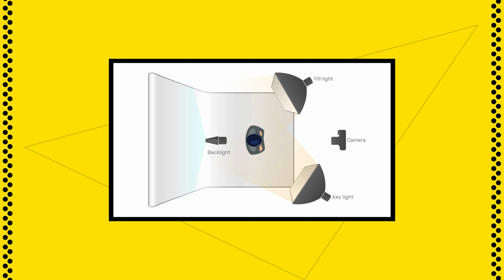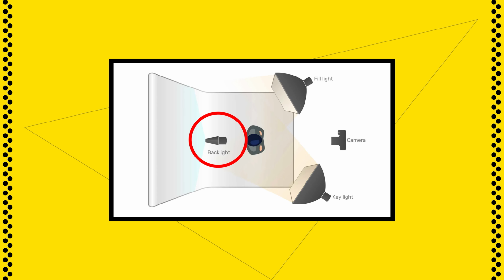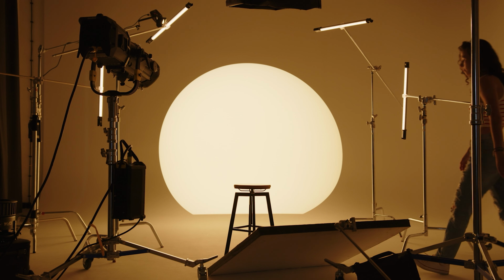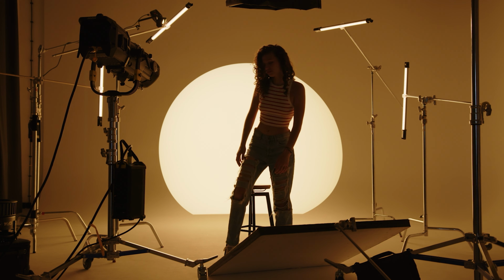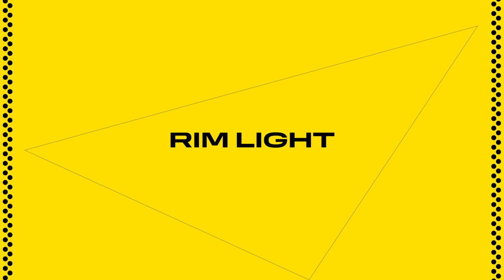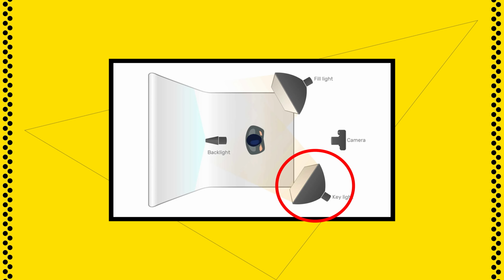Backlight, position this light behind your subject at about a 45-degree angle, directing it downward. The backlight helps separate your subject from the background, adding depth and making the overall image more three-dimensional. Rim light. Set this up to the side of your subject at a 90-degree angle. The rim light complements the fill light by adding subtle highlights that define the edges of your subject. Make sure it's dimmer than the fill light to avoid harsh shadows and maintain a natural look.